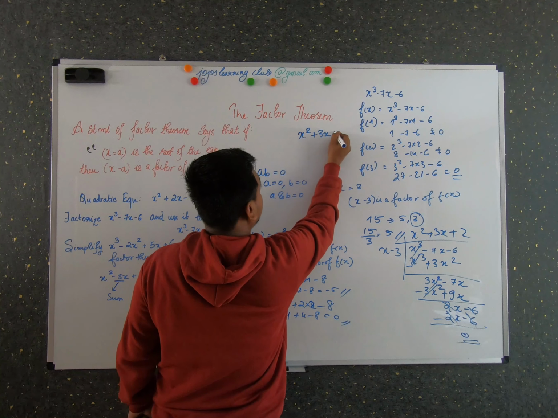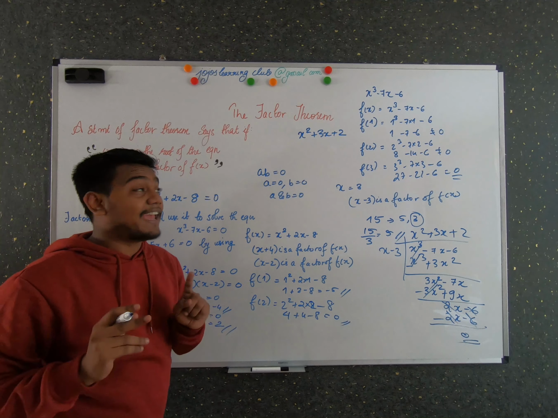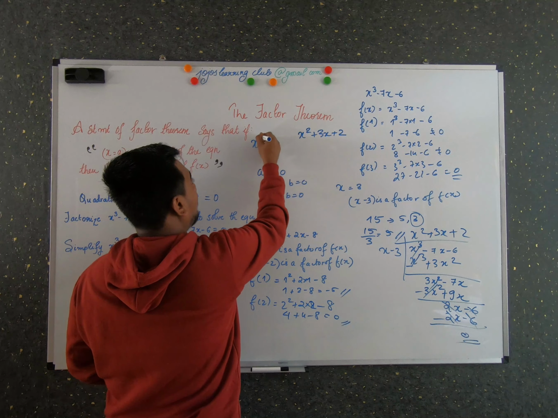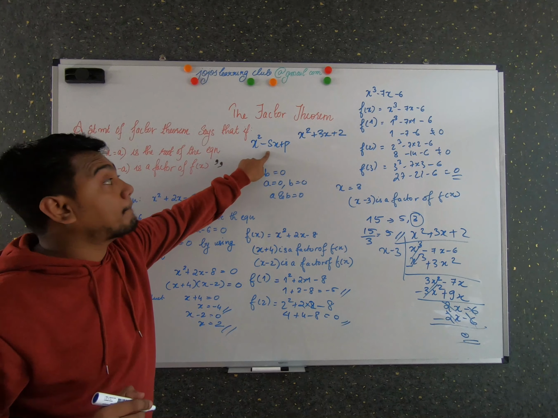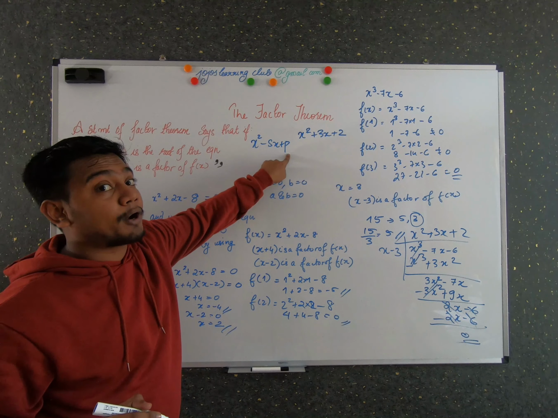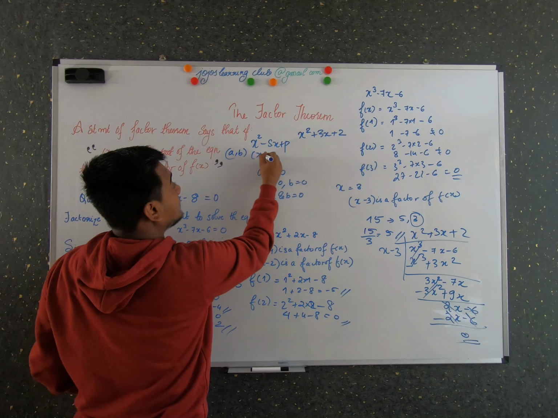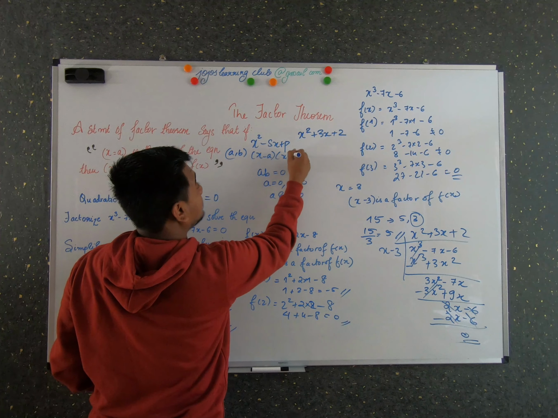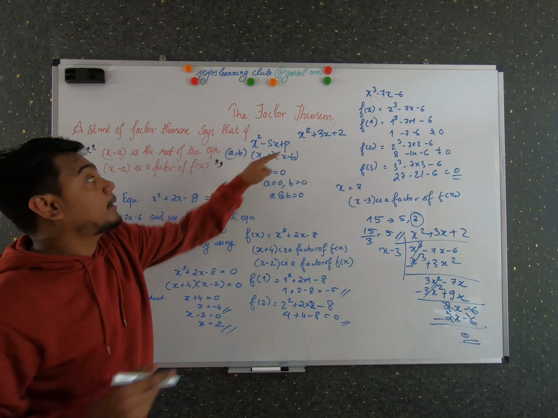x square plus 3x plus 2. Remember the formula which I said: x square minus sx plus p, where s is the sum and p is the product of the numbers. These numbers are a and b. So x minus a and x minus b are the factors. Check: minus a into minus b. So this is what? Product.